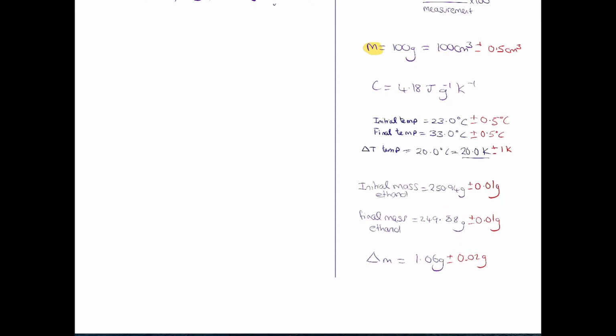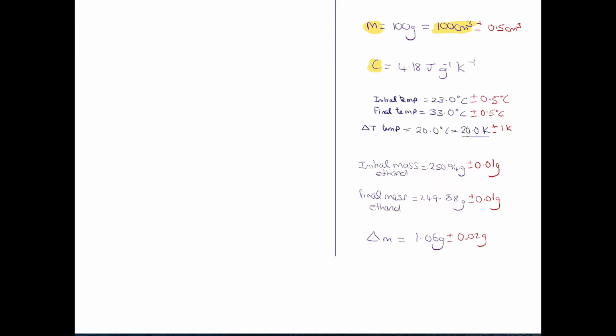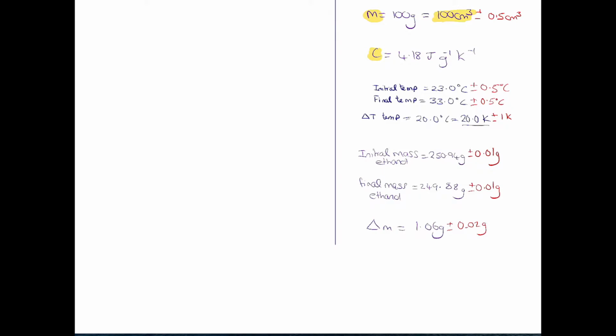It was actually 100 cm cubed of volume of water that was collected, but you can convert that to 100 grams of water using the density of water. The specific heat capacity is 4.18, and that's for water. The initial temperature of the water is 23.0 degrees Celsius. The final temperature is 33.0 degrees Celsius. And the delta T, or the change in temperature, ends up being 20.0 degrees Celsius, which can be converted into 20.0 Kelvin, since it's a difference in temperature, so there's no conversion necessary.